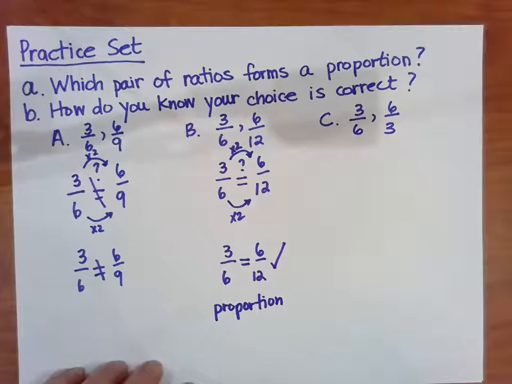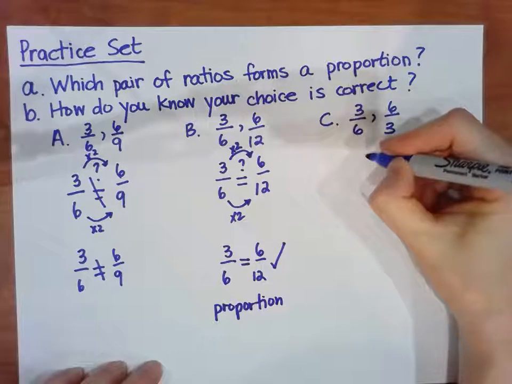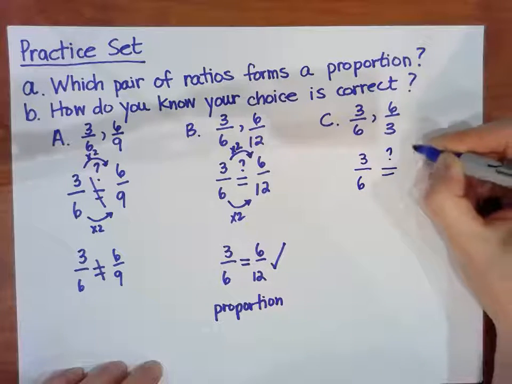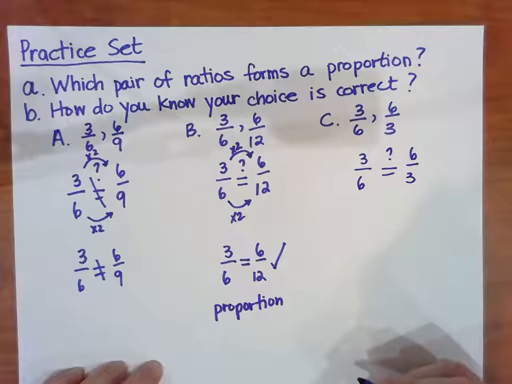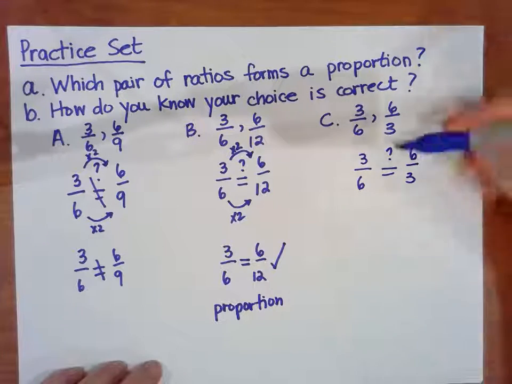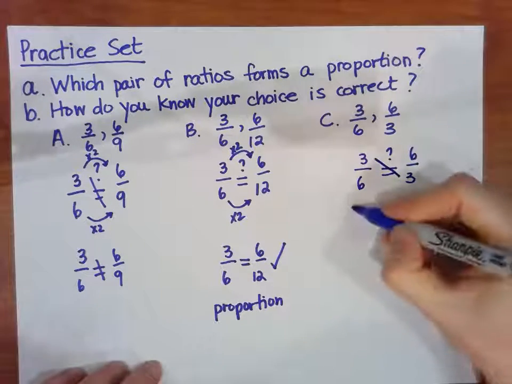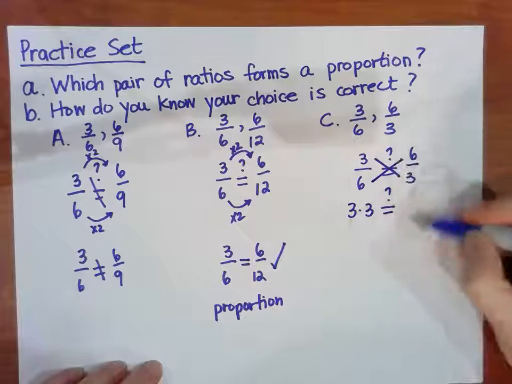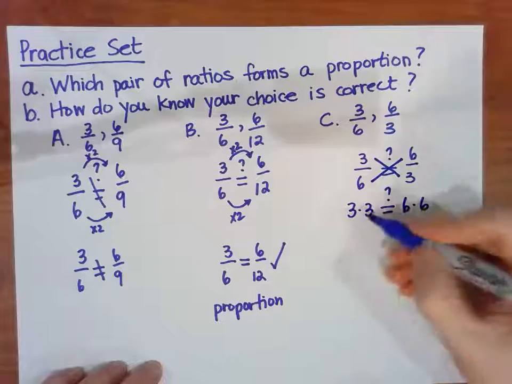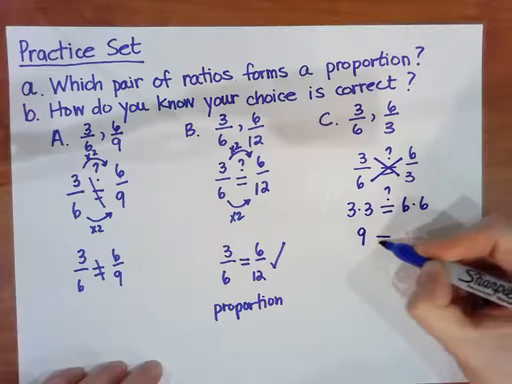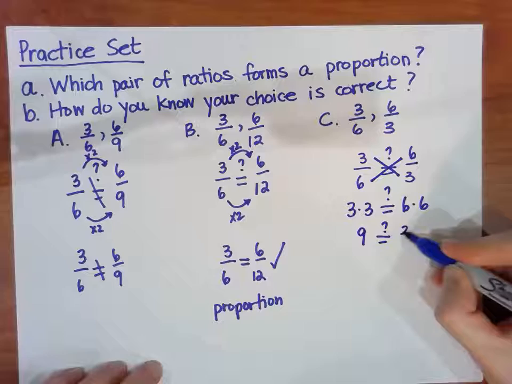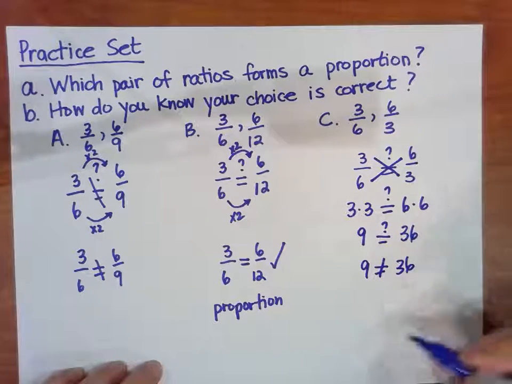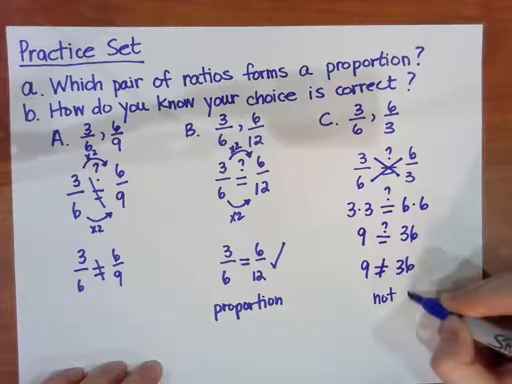Okay, and I'll show you one other way that we can check. So if we want to know, is 3/6 equal to 6/3? We could also use the cross product to check. So we could just go on the cross product. Is 3 times 3 equal to 6 times 6? Well, here 3 times 3 is 9. Is that equal to 6 times 6, 36? No, 9 is not equal to 36. So this one is not proportional.